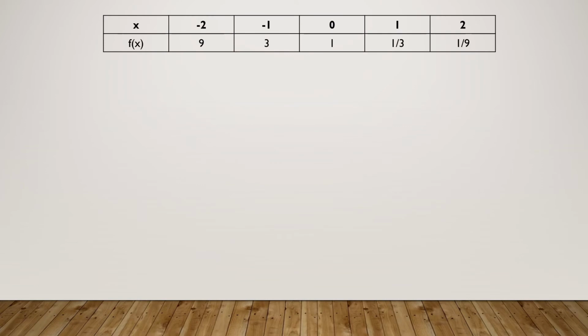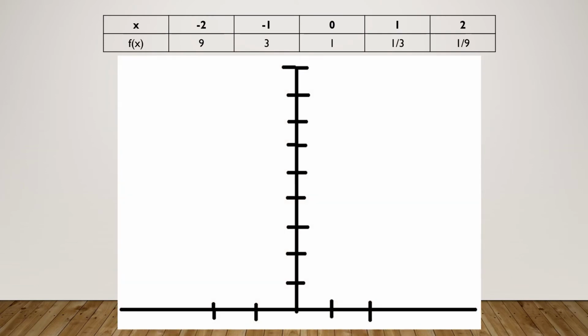So, plot natin. We have negative 2, 9, negative 1, 3, 0, 1, 1, 1/3, and 2, 1 over 9. So, ito yung magiging itsura ng ating graph.